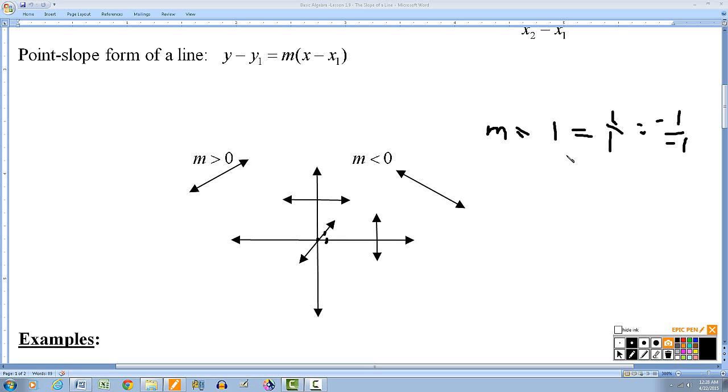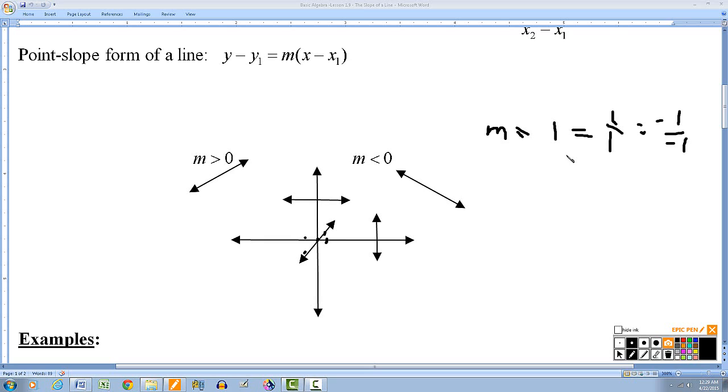Now if I look at it from this perspective, a negative 1 over a negative 1. In this case, if I do the run first, the x is negative, so I go 1 unit to the left, and the y is also negative, so I go 1 unit down, and then I'm back on the line. Draw the line through those 2 points, and we have it.